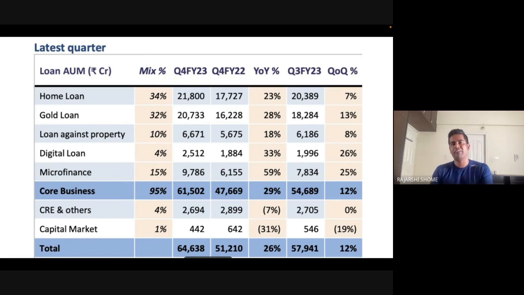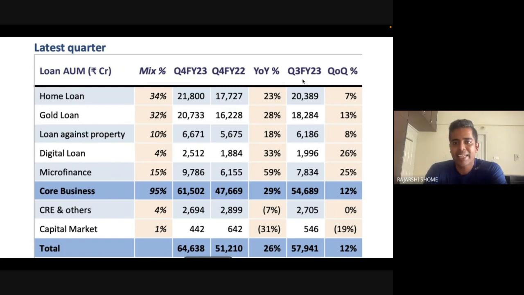But what IIFL Finance has done is they have increased the product mix towards more and more of microfinance, because microfinance ka jab se recovery hua, the product mix has gone from 10% of the book to 15% of the book, which gave a boost to their NIMs and the ROE. And that is why you saw the stock as well of IIFL Finance to give a healthy return over the past 2 to 2.5 years.